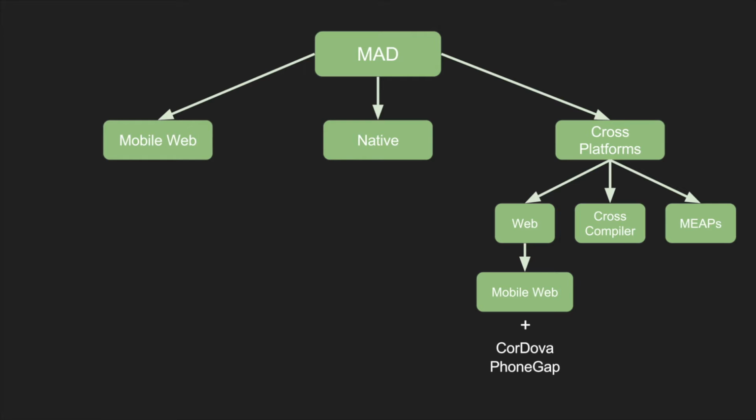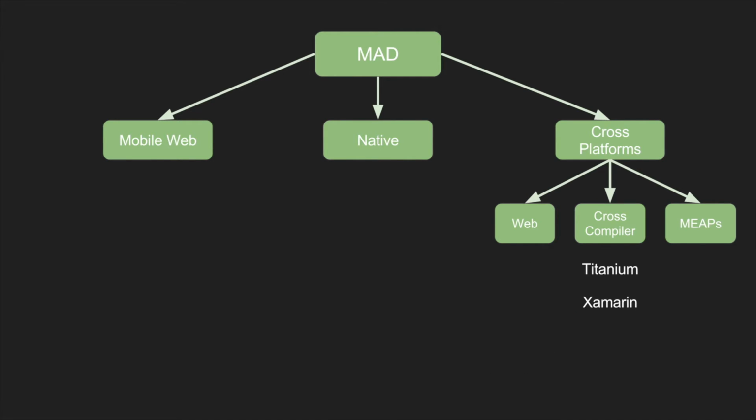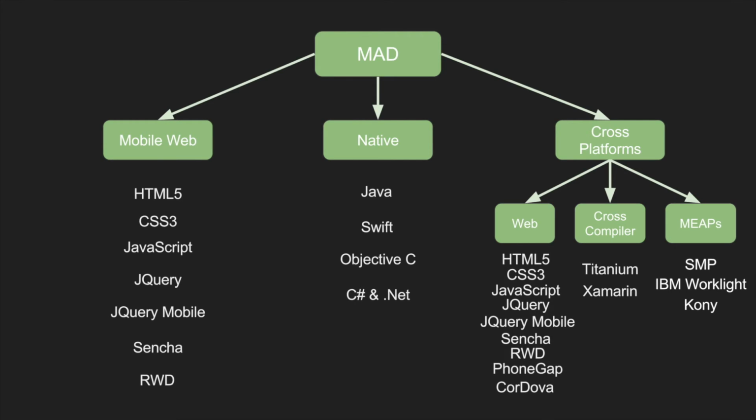Cordova and PhoneGap. In the case of cross compiled, some of the technologies you tend to hear are Titanium and Xamarin. In the case of MEAPs, SMP, that is SAP Mobile Platform, IBM Worklight, and Kony all come under this category. So if you try to get the whole picture, this is what the overall mobile application development technology landscape looks like.